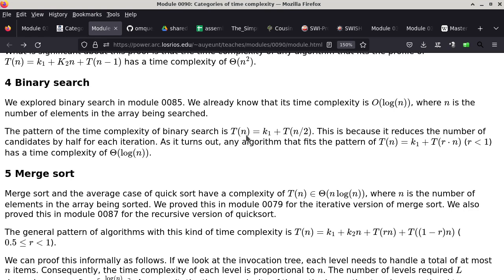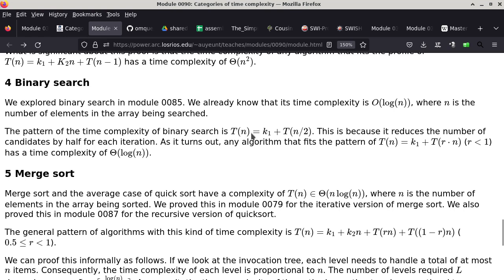So T of n, the time taken to search for a particular value within this range of elements, is K1, which is absorbing all of the constant time stuff that we need to do. We check B versus E, we check the element, greater than, less than, and so on. Those are all absorbed by K1. T of n divided by 2 is the amount of time of the recursive call. Is that okay?